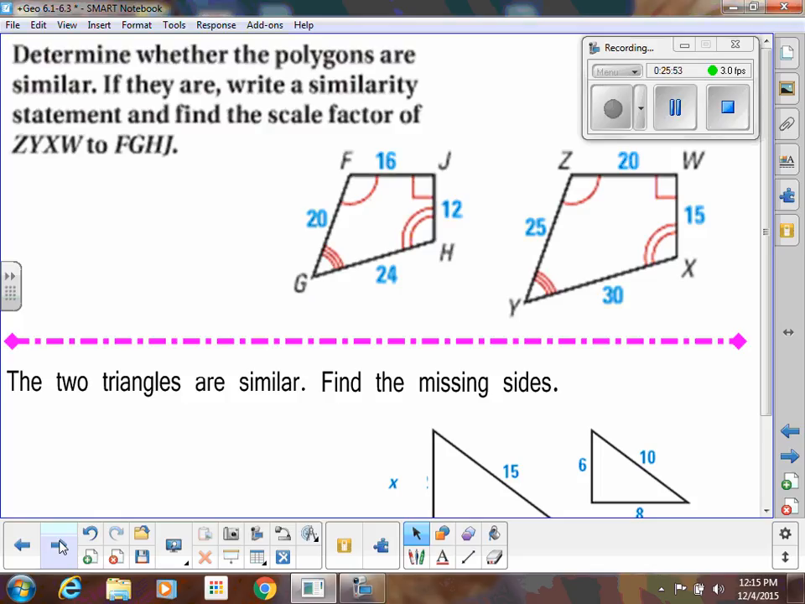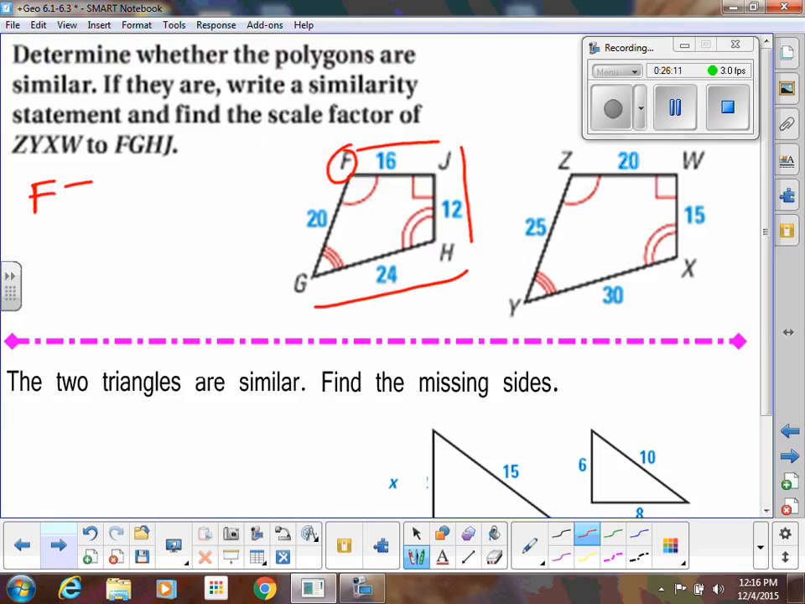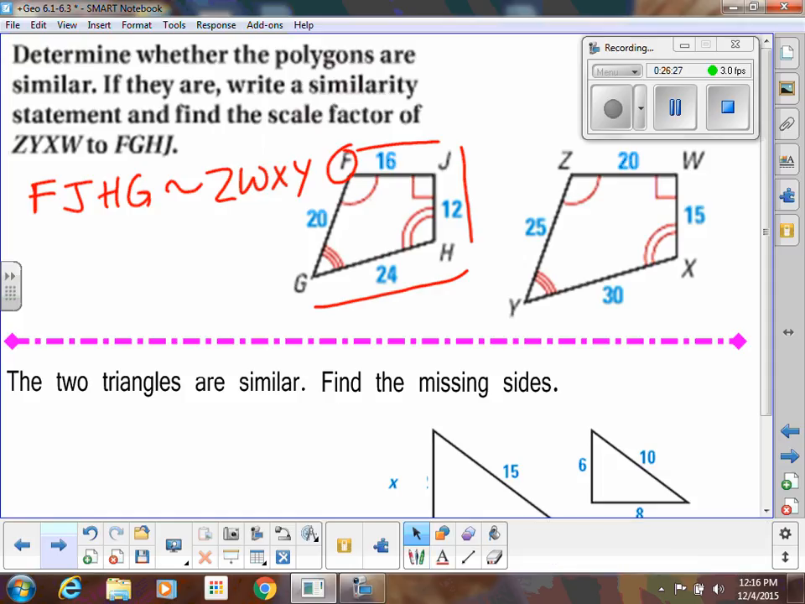We've got polygons that they're telling us they're similar. If they are, write a similarity statement and find the scale factor. So we need to match up our letters. So I'm going to start with F and then go to J, H, G. So F, J, H, G is similar to Z, W, X, Y. Okay. Oh, you know what? They didn't tell us they're similar. They're asking us if they're similar. So that would be our similarity statement if we knew for sure they were similar.